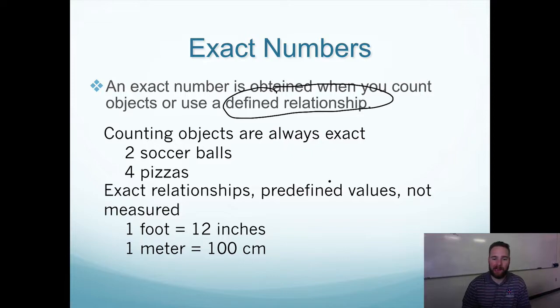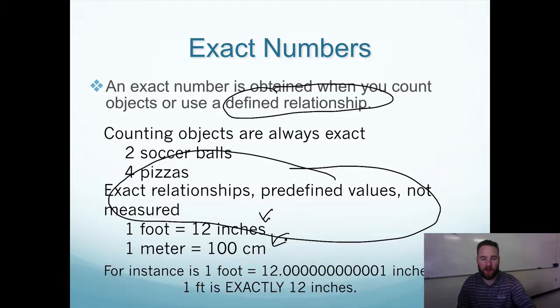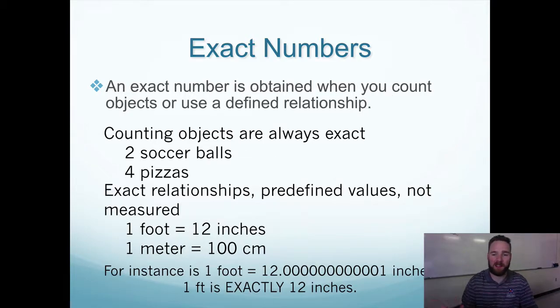Here's the one we'll look at a lot in chemistry: an exact relationship. 1 foot always equals 12 inches, right? 1 meter always equals 100 centimeters. That is an exact relationship. Very, very simple. So, for instance, a foot is not 12.000000001 inches. No, 1 foot is exactly 12 inches. So an exact number is either a counted number or it's a defined relationship, something that science has already deemed this is what a foot is, right?